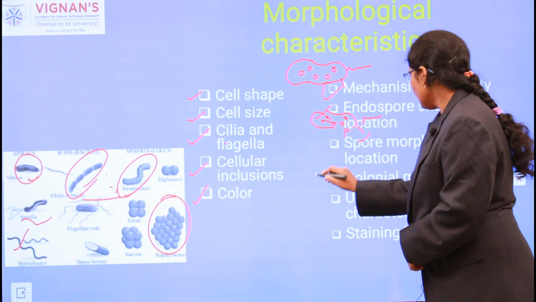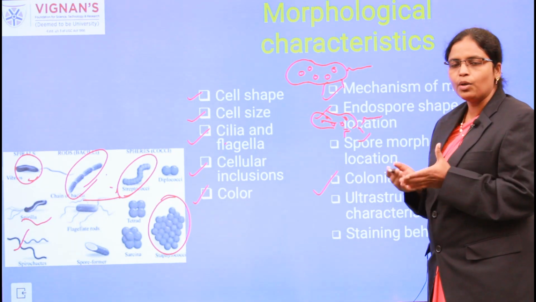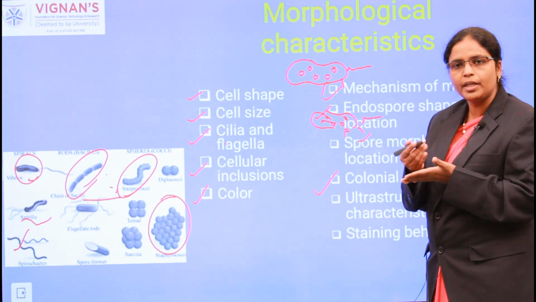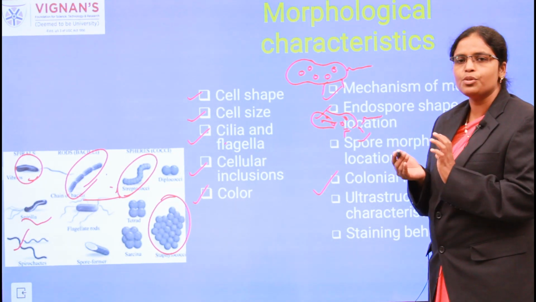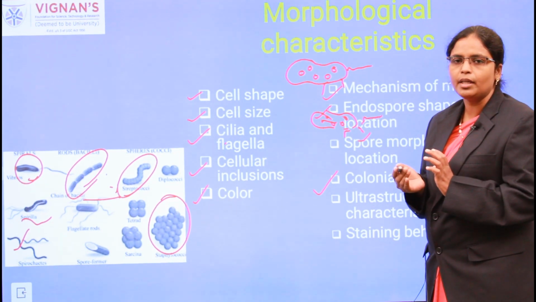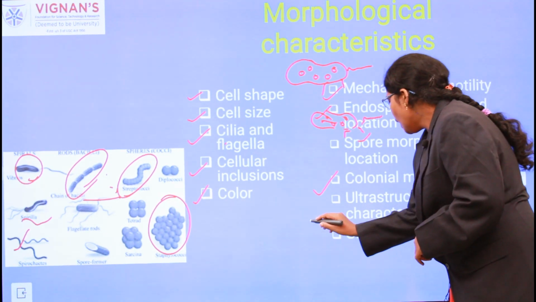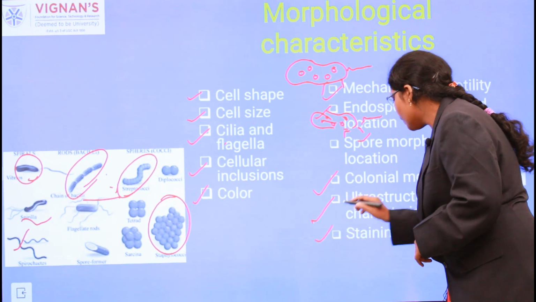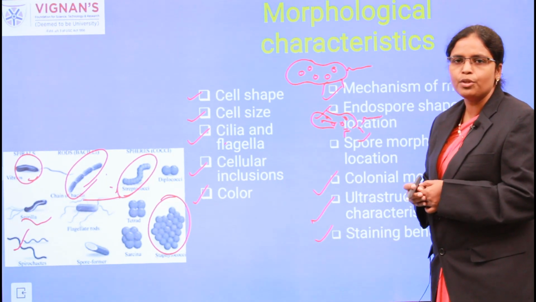Next, colonial morphology. So whether the microorganism is transparent in color or it is opaque. So those features are used for identifying the external features of microorganism. And ultrastructural features as well as staining patterns. So for example, staining. Why will we use staining?